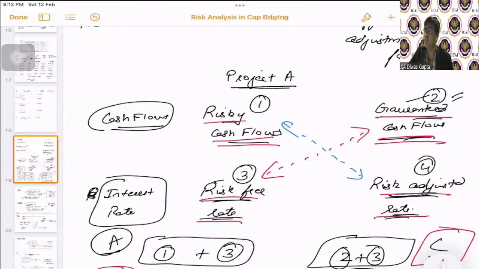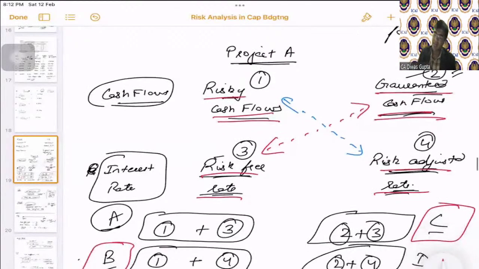Now here is the question from Ria. She's asking that in the CE approach, we are removing the risk and also using the risk free rate, which means we are excluding the risk factor twice. That's okay, let me explain this through the false part. What if we use the guaranteed cash flow and the risk adjusted rate? That is the second and the fourth part. In that case, what will happen? You are using the risk element in the present valuation twice.